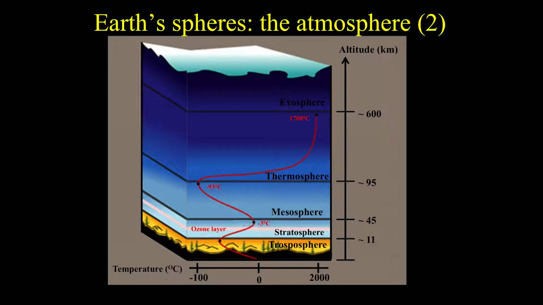Now we'll move to the mesosphere. The mesosphere is obviously above the stratosphere. Here, the atmosphere is very thin, and the temperature is decreasing with altitude, about negative 130 degrees Fahrenheit, or negative 90 degrees Celsius at the top of the mesosphere.